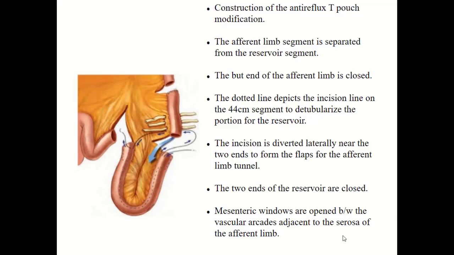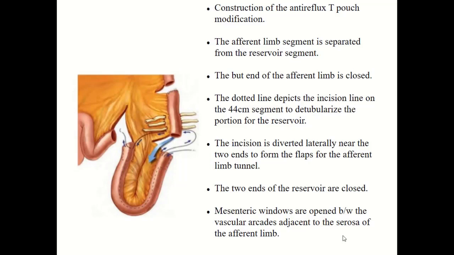Construction of the anti-reflex T-pouch modification. The afferent limb segment is separated from the reservoir segment, but the end of the afferent limb is closed. The dotted line depicts the incision line on the 44 centimeter segment of the detubularized portion of the ileum.